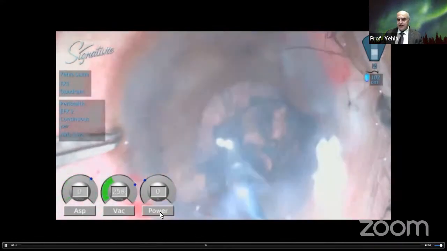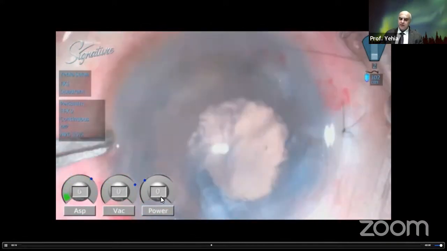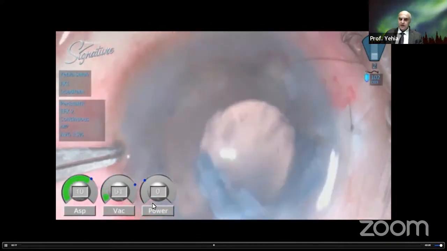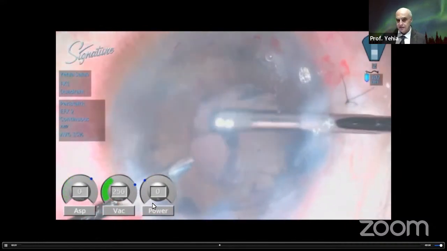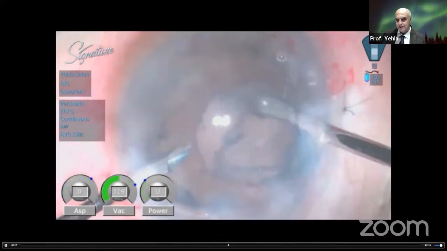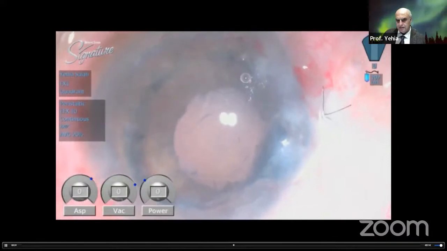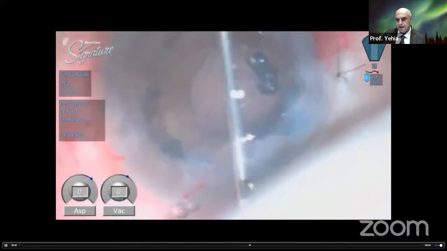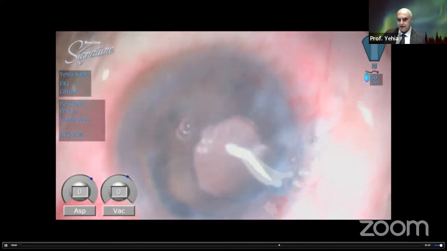Phacoemulsification. Again, look at the power here. It's zero most of the time. And if I use the power, it will be like 8 or 10%. So the main player is vacuum. And because the epithelium is removed, the visualization is better. And then dissecting the synechia and implanting the lens in the capsular bag.